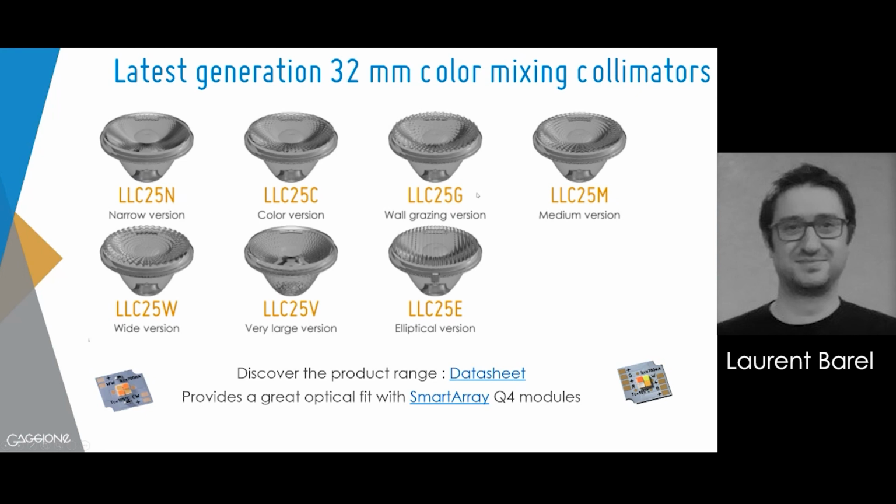And here we have three different narrow beams. We have a proper narrow beam. We have a color beam, which is something you will find in many of our product ranges. Color beam is not necessarily the most narrow version of our collimators, but it's the best compromise we've been able to come up with, considering it has to be narrow but still provide good color mixing consistency. In that range, we also have a dedicated version for wall grazing, which is the 25G, and then a medium, a wide, a very large, and an elliptical version.